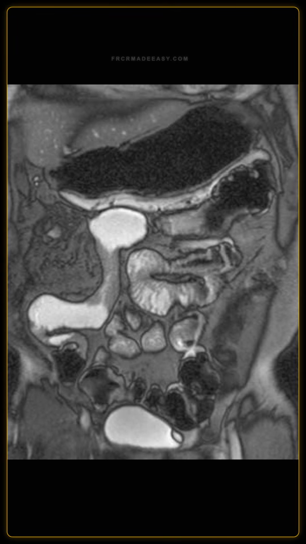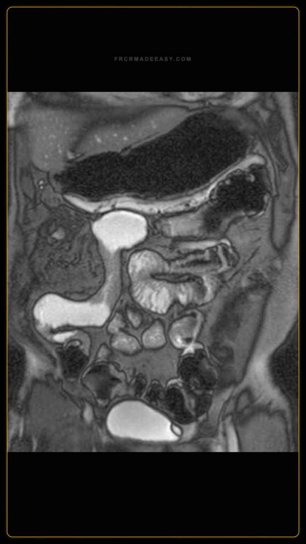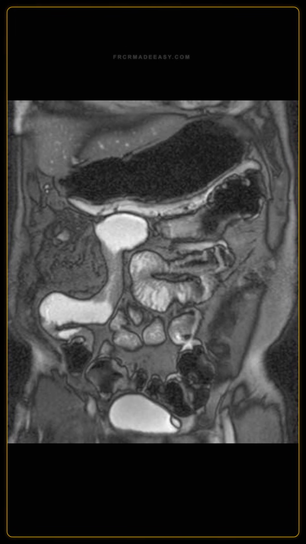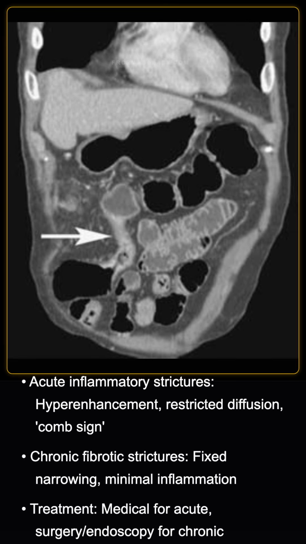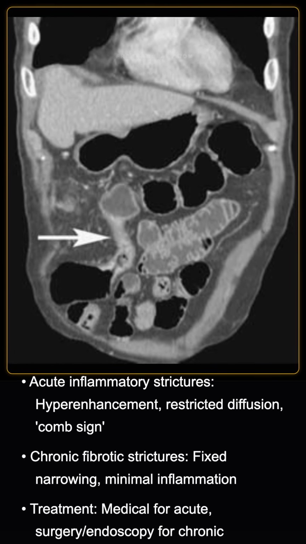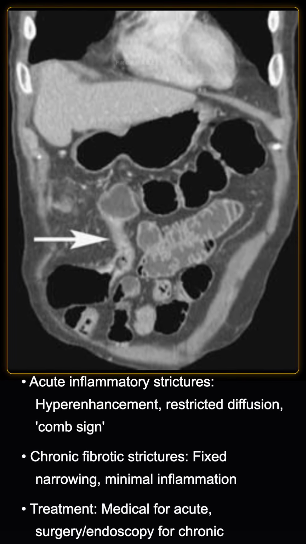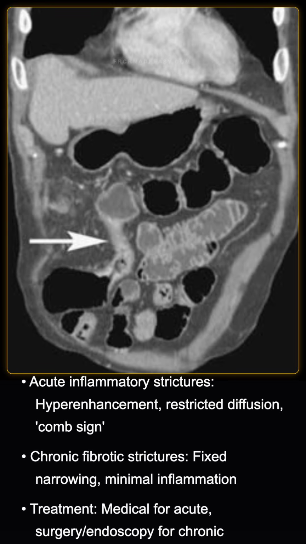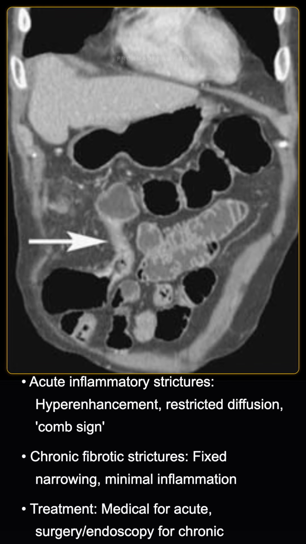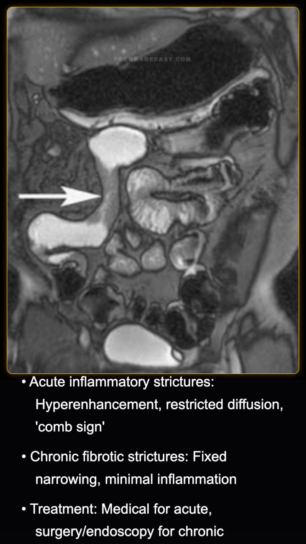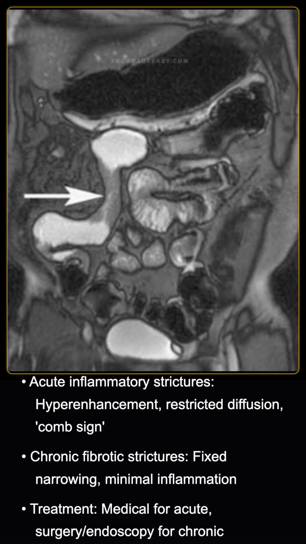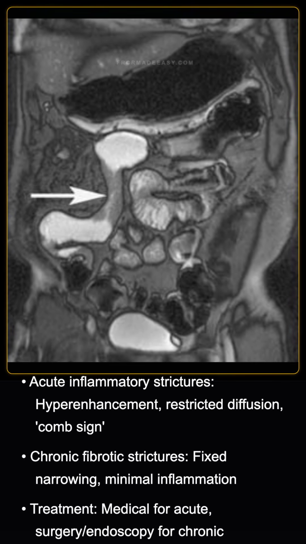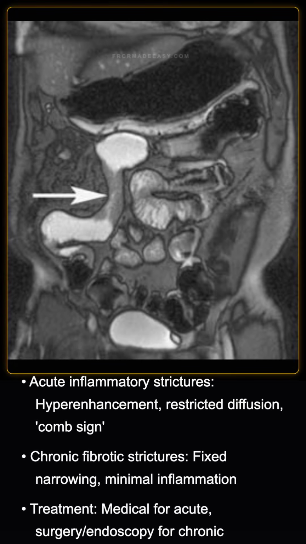How do the underlying pathophysiology and radiological features of an acute inflammatory stricture differ from a chronic fibrotic stricture in Crohn's disease? An acute inflammatory stricture is caused by severe mural edema and spasm. It shows marked hyperenhancement, restricted diffusion, and the comb sign, and it is reversible with medical therapy. A chronic fibrotic stricture is caused by irreversible scar tissue. It shows fixed narrowing, minimal active inflammation, and requires surgical or endoscopic intervention.